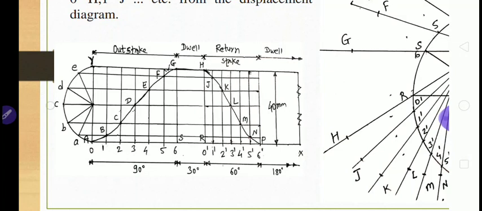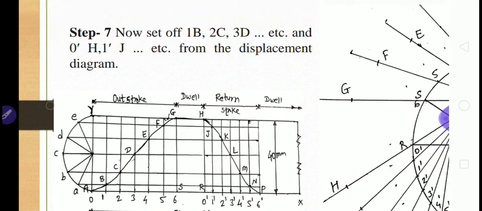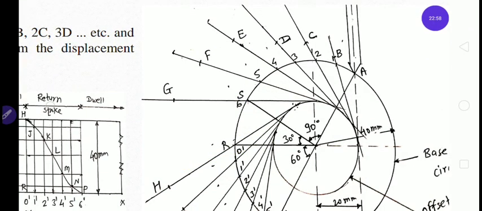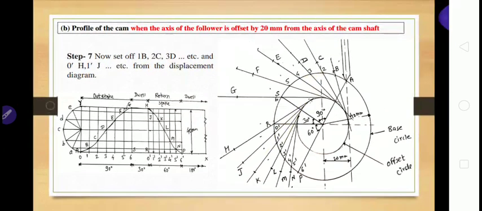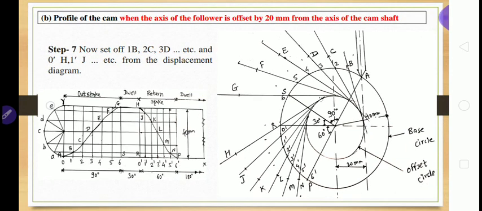Secondly, 2 to C distance, again we will take into compass and mark this into 2 to C point. Again 3 to D point, 4 to E point. All these distances from displacement diagram you have to take, and these you have to mark in the cam profile diagram from each point. Suppose O dash to H point, 1 dash to J point, 2 dash to K point. All these distances from displacement diagram you have to take into compass and mark it over these extended lines.